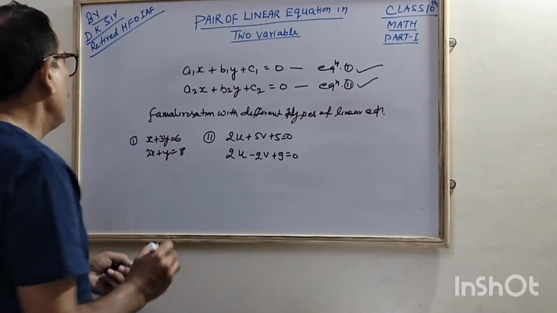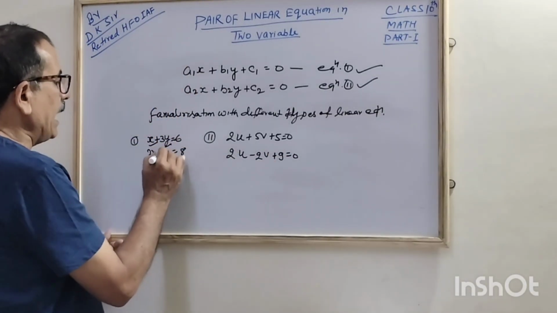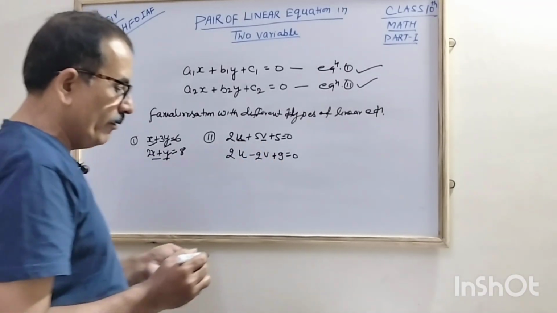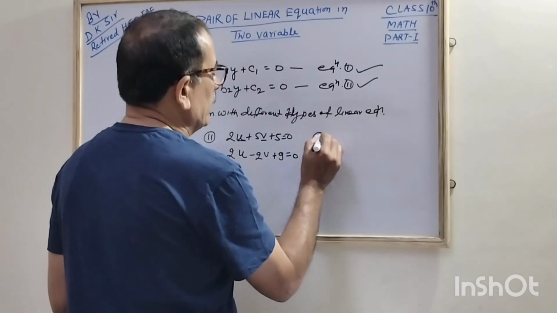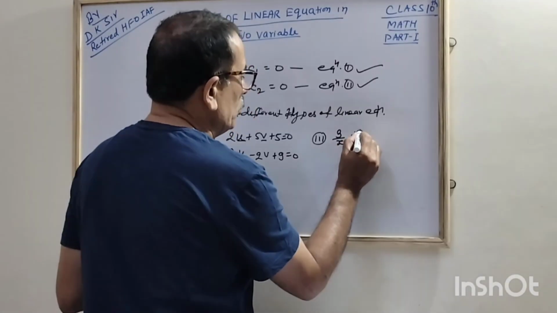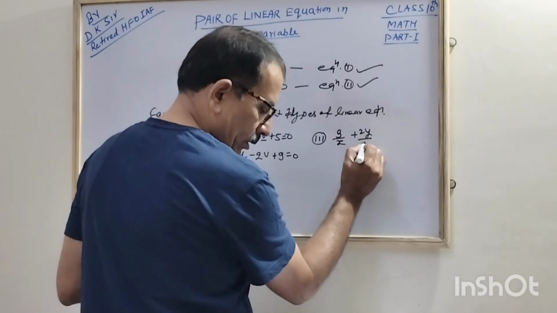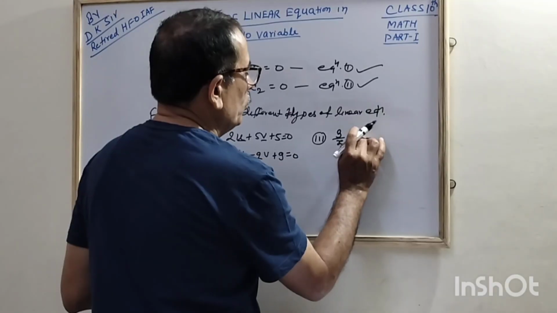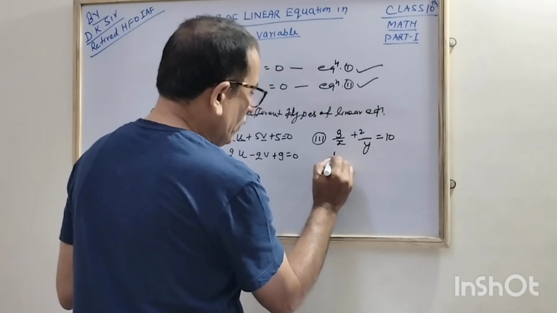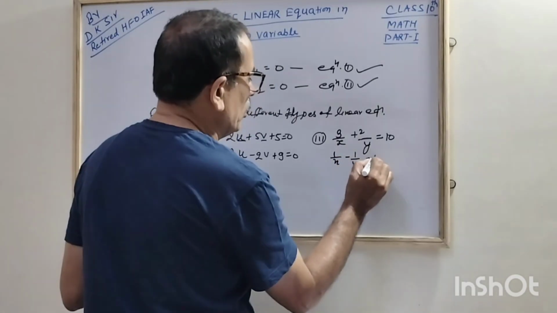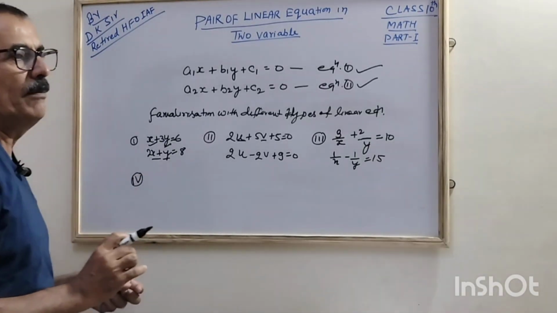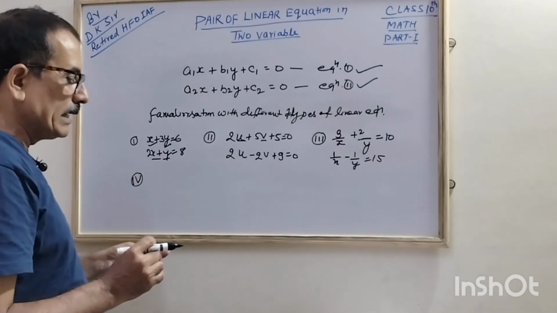Here you find that the variables are x and y. In these equations you find the variables are u and v. The third type of linear equation you can find is in the p by q form, like 3x + 2/y = some number. The other equation will be 1/x - 1/y = 15. These are the different examples I am giving. So you should not get puzzled by seeing different types of linear equations.